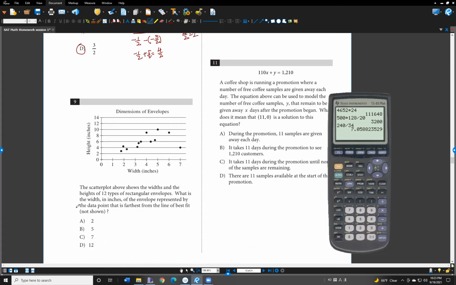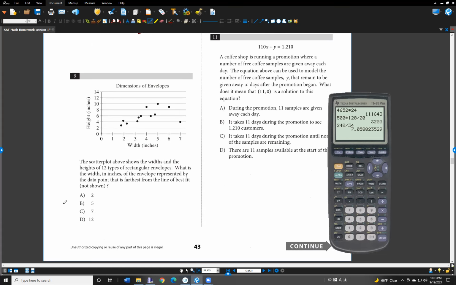All right, number 9, we have a scatter plot. What is the weight in inches of the envelope represented by the data point that is farthest from the line of best fit? This is the line of best fit. The line always goes through the middle of the points. Which data point is the farthest one? Where is it? This one, isn't it? 7 is the answer.